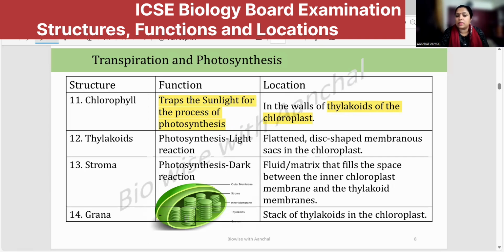Stroma is a matrix. The function is dark reaction. And the location is the fluid matrix that fills the space between the inner chloroplast membrane and the thylakoid membrane, right? Grana, the location is a stack of thylakoids in the chloroplast, and the function is the same as thylakoids, that is light reaction.